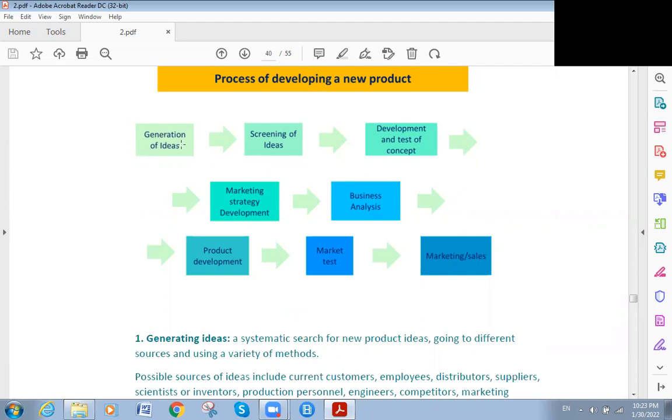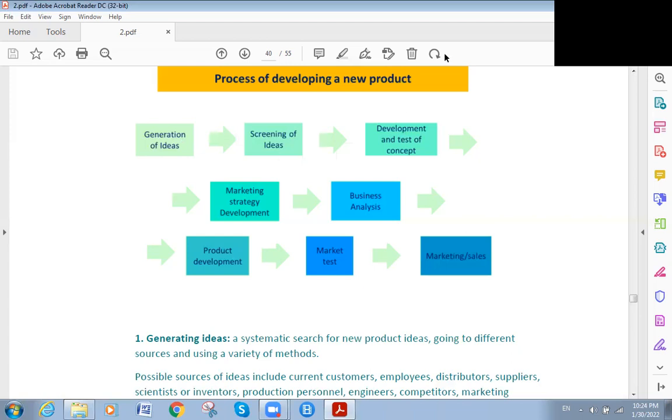We sit, have paper and pen, and just think how we can add more features to this cell phone, things that we can achieve in the cell phone. Screening the ideas: of course, some ideas are possible, and some ideas will not be possible to do. So we will choose the ideas that can be done.